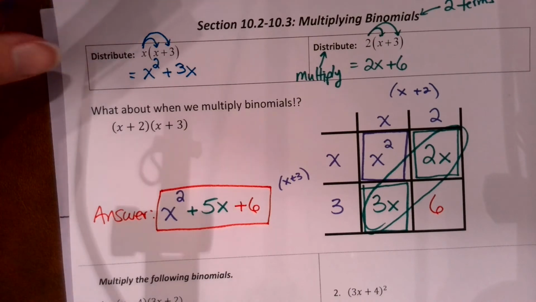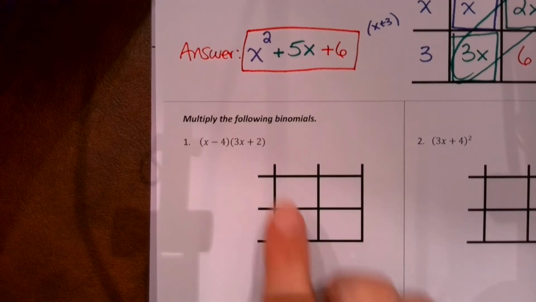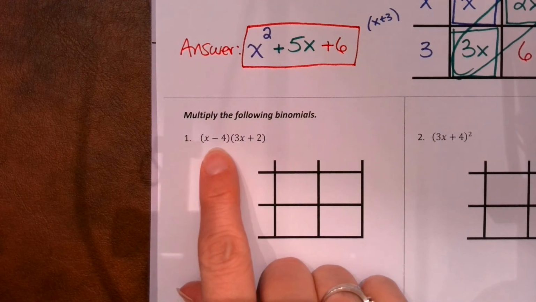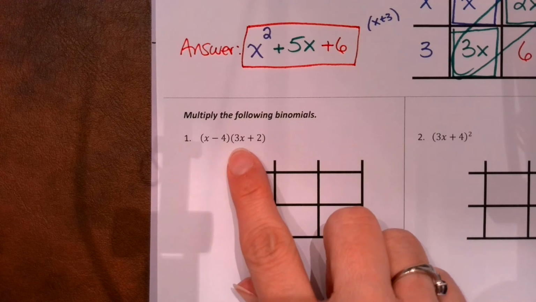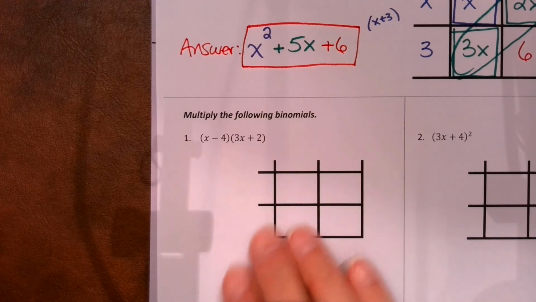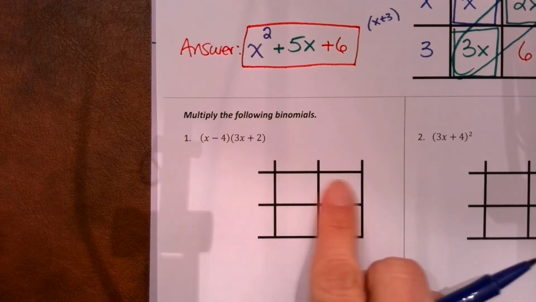All right, for those of you that have the 4 boxes on the bottom, let's go ahead and take a look at this first problem. Write this down if you don't have it. X minus 4 is the first binomial, and 3x plus 2 is the second binomial. Now, it does not matter where you put these things. Okay, I'm going to put the first one across the top.